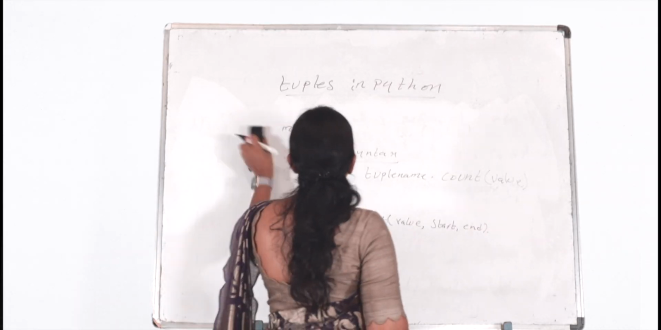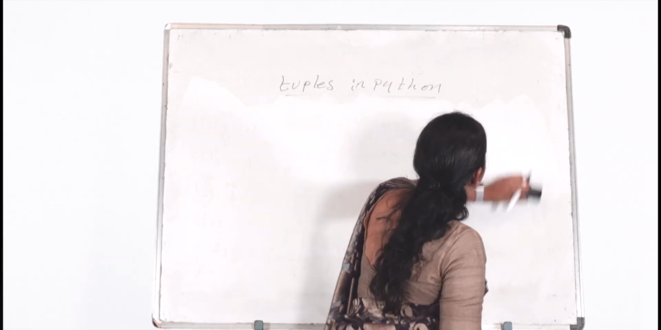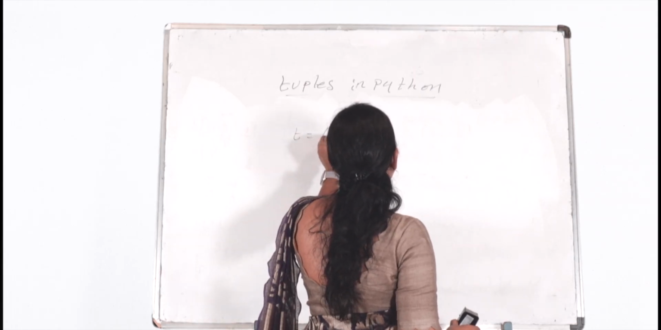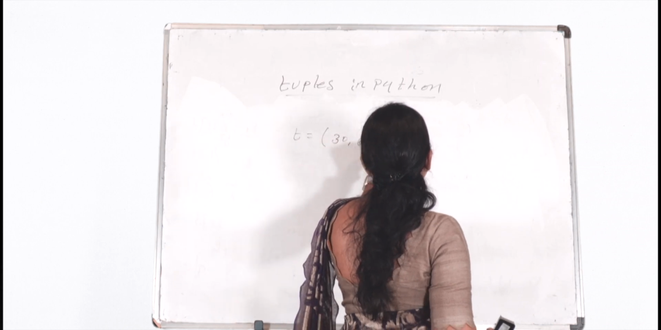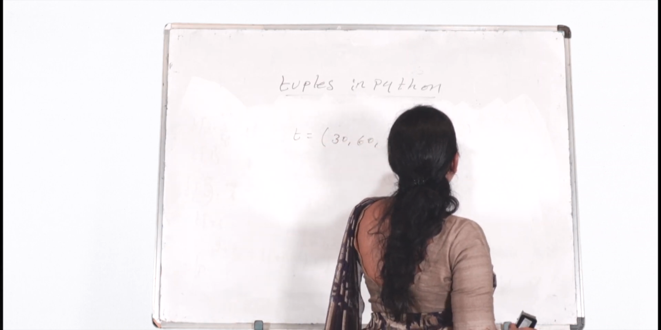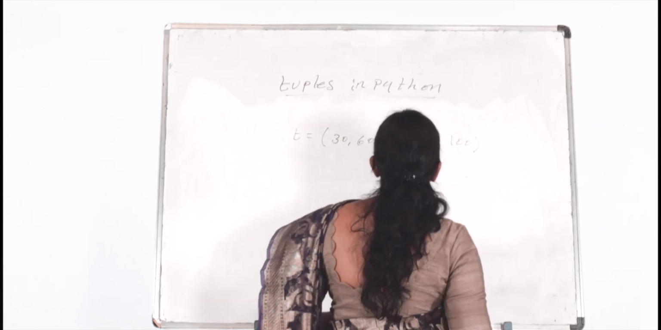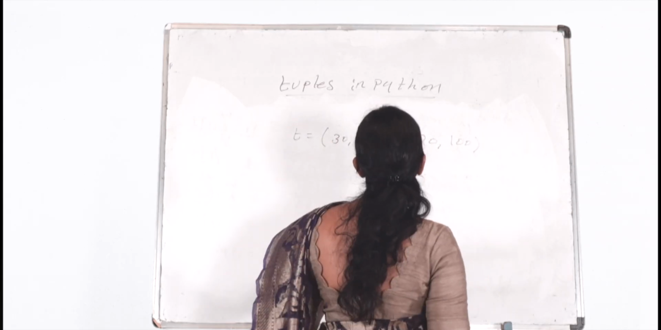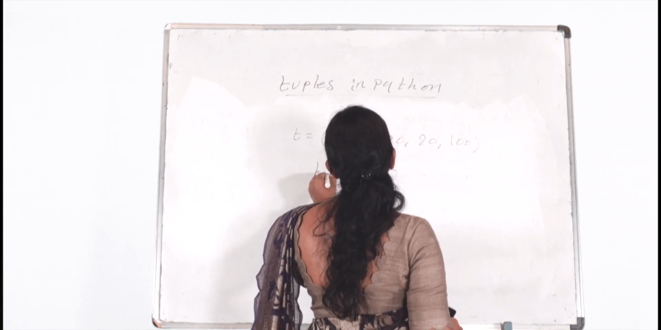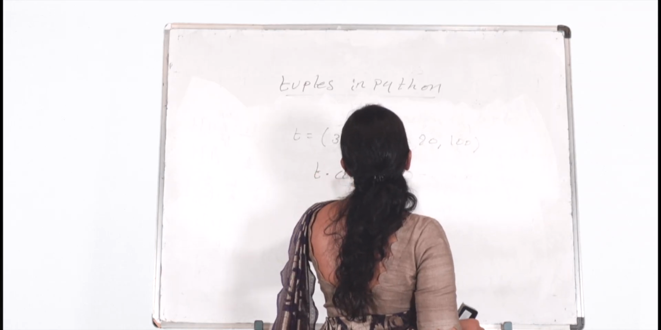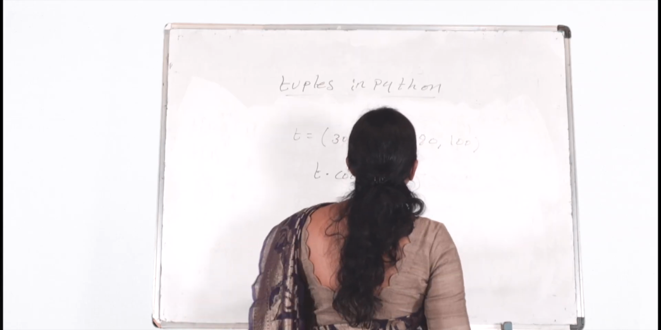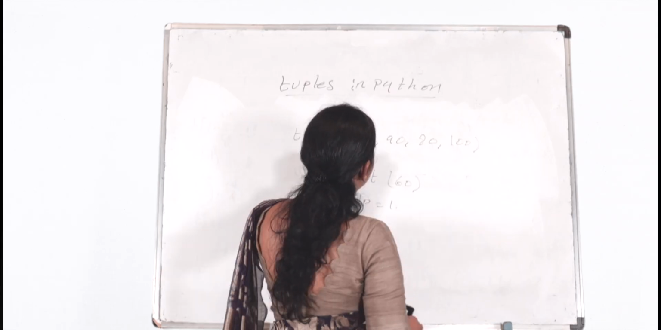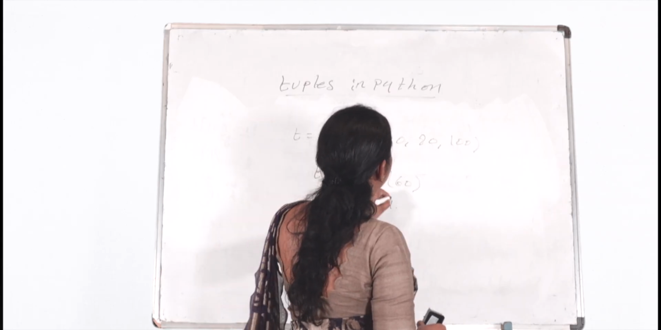Let's see with an example how to get count and index for a tuple. Say I have a tuple with the elements 30, 60, 90, 80 and 100. I want to count how many times 60 is present in the tuple. We can use t dot count of 60, and we get the output 1, because 60 is present only one time.